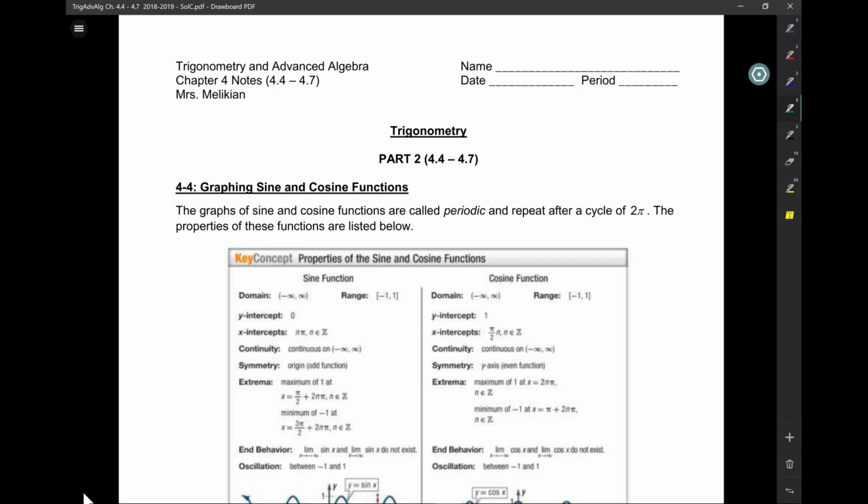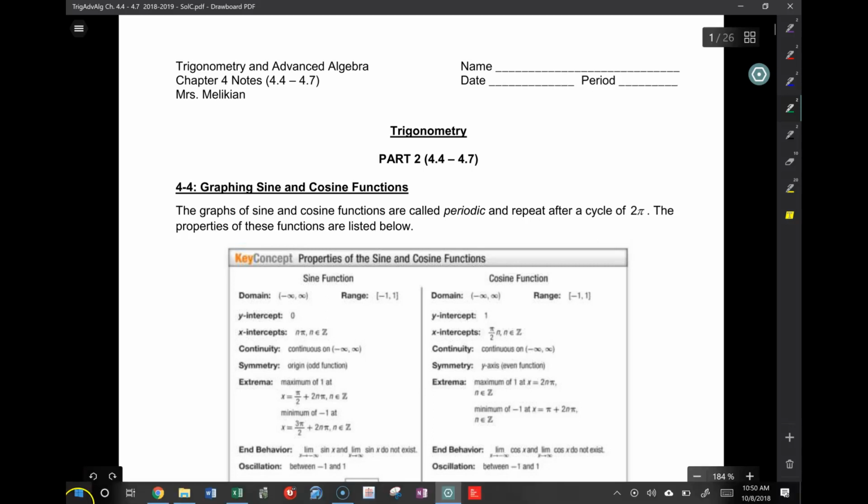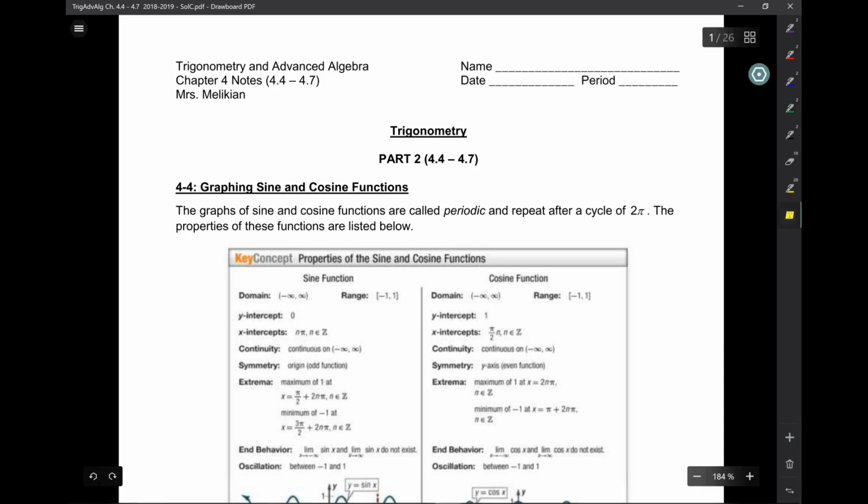Okay, so we're gonna graph sine and cosine functions in this section, and then later on move on to the graphs of some other functions, right? So first and foremost, sine and cosine functions are called periodic functions, right? And there is a reason for that. So where have you heard that word periodic?